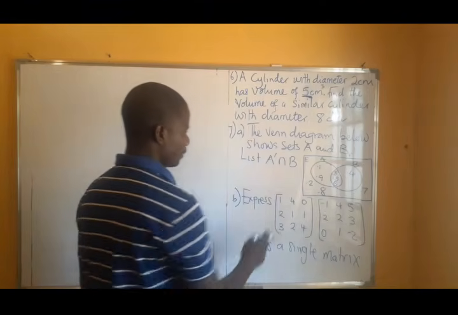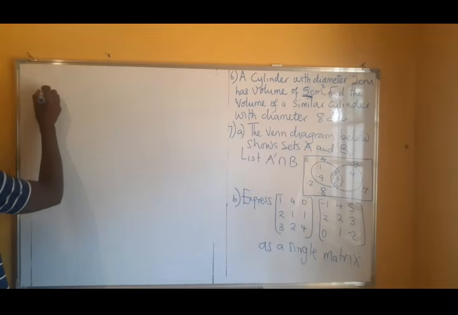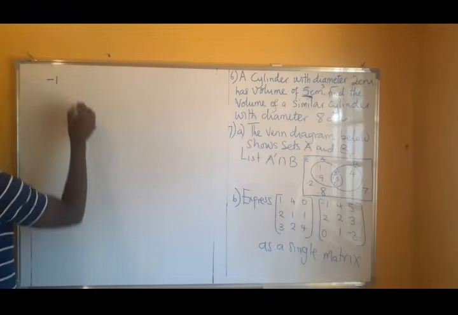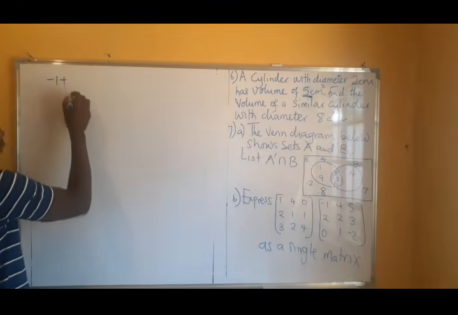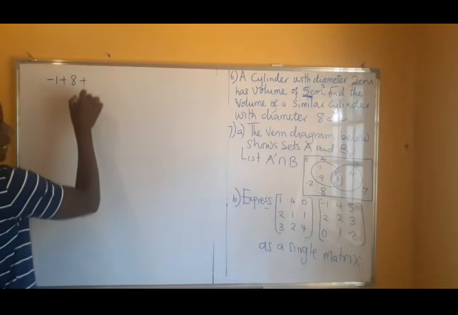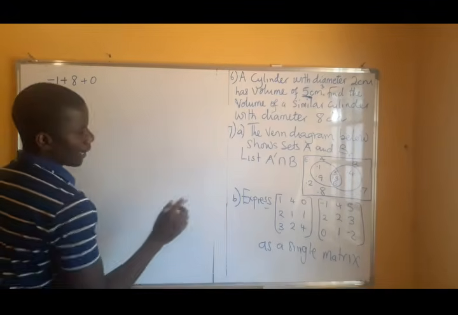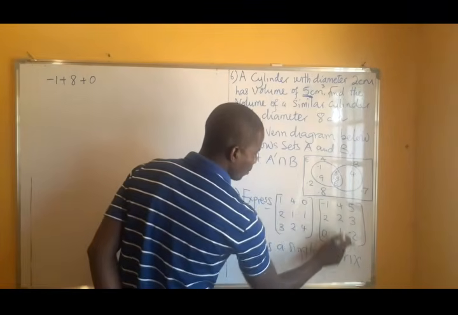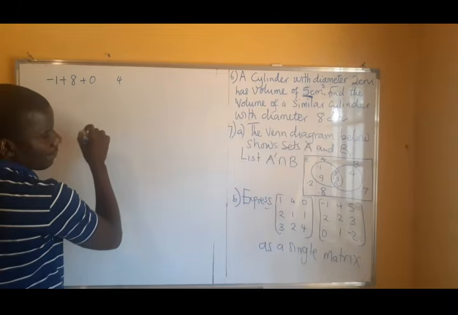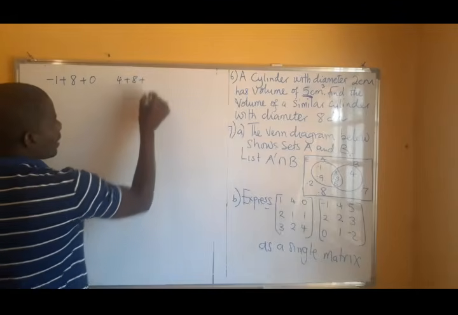So we do that. 1 multiplied by -1, the first one, that is going to give us -1. Then plus 4 multiplied by 2, we're going to get 8, plus 0 multiplied by 0, we're getting 0. So we are done. Then we come to this same row with the second column. 1 multiplied by 4, we're going to get 4, and 4 multiplied by 2, we're going to get plus 8, plus 0 multiplied by 1 to be 0.